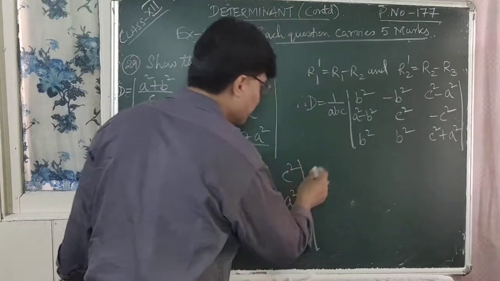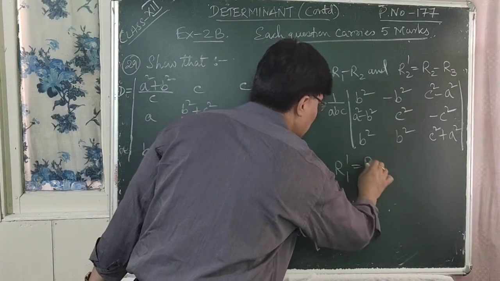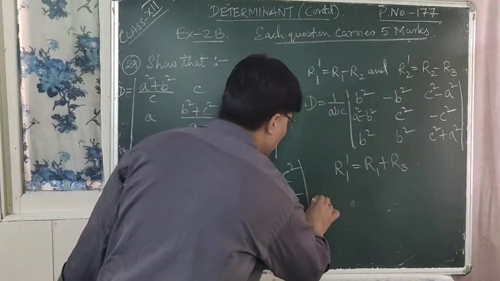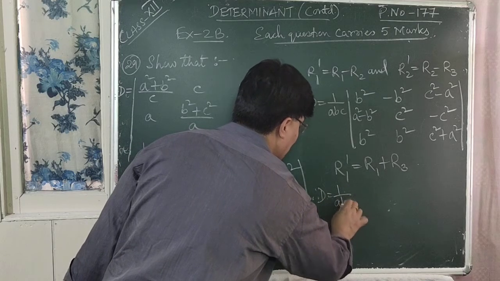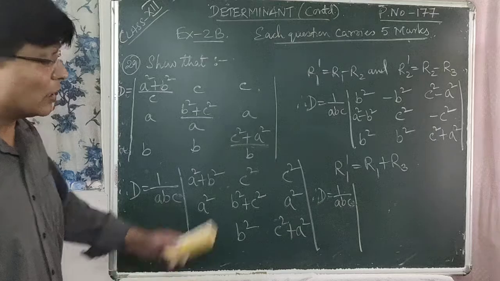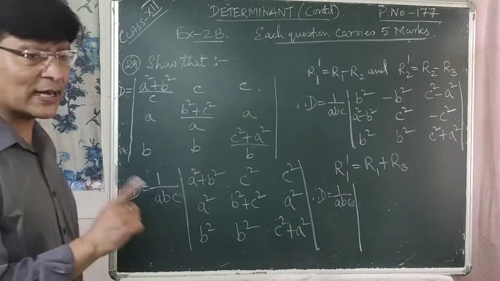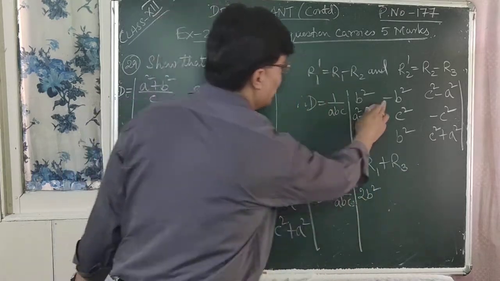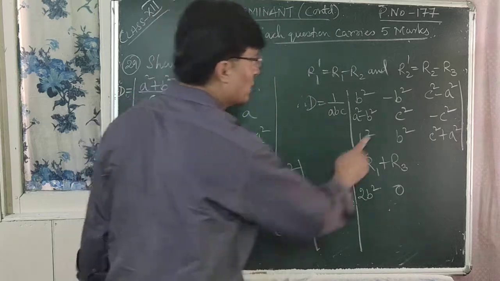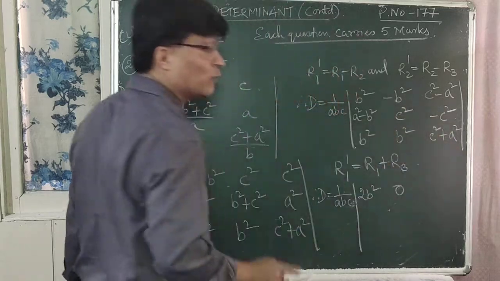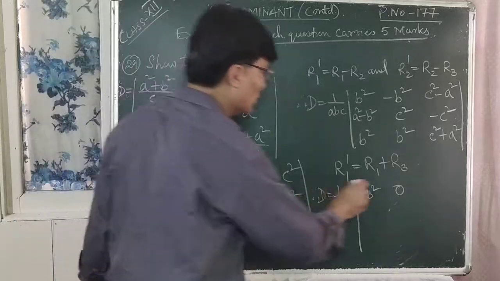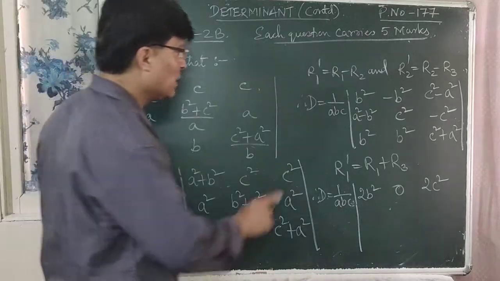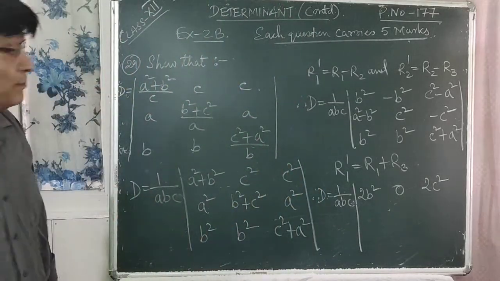Isn't it? So right now, let's use R1 dash is equal to R1 plus R3, right? So therefore D is equal to 1 upon ABC. Now row 1 is changing, new row 1, how does it change? R1 plus R3, B square plus B square, 2B square, minus B square plus B square, 0. C square minus A square plus C square plus A square. A square gets cancelled. You will get 2C square. Is it clear? Next, second row and third row remain same, right?